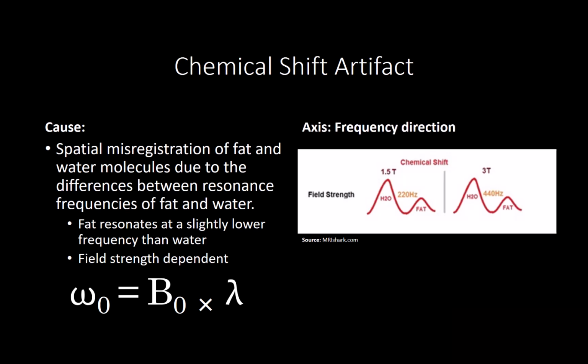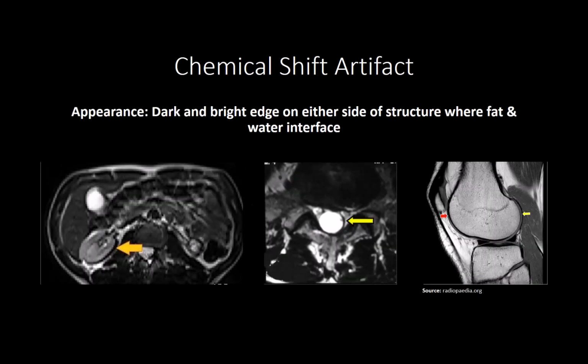This artifact occurs along the frequency direction because we're talking about precessional frequencies of fat and water, and it's also occurring as you're collecting the signal with your receiving coil. The appearance of chemical shift artifact is dark and bright bands on either side of the structure where fat and water interface. It is most likely present on an axial image of the abdomen, where you can see on the kidney you have a dark band on the medial aspect of the kidney and a hyperintensity bright band on the lateral aspect of the kidney.